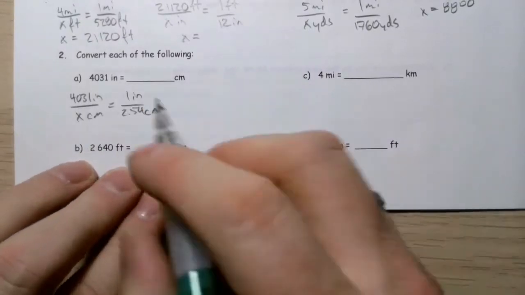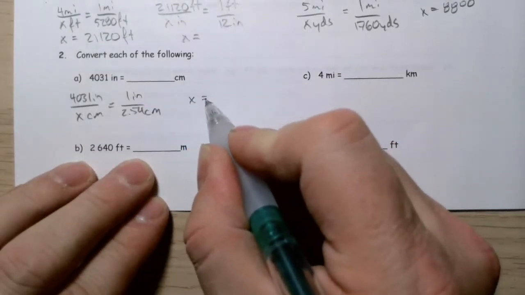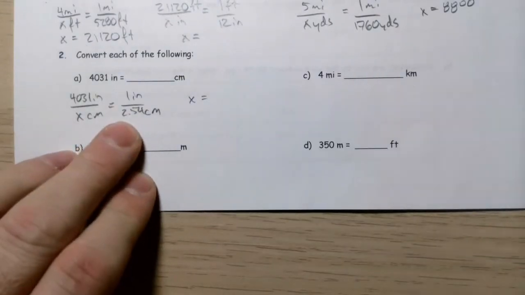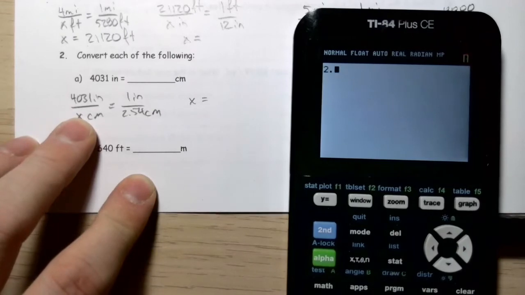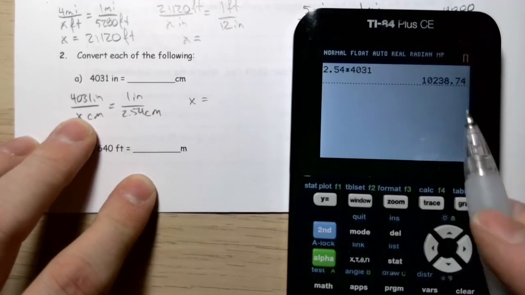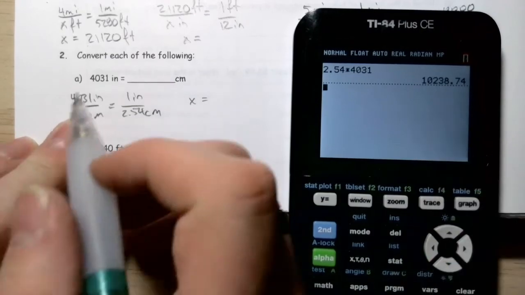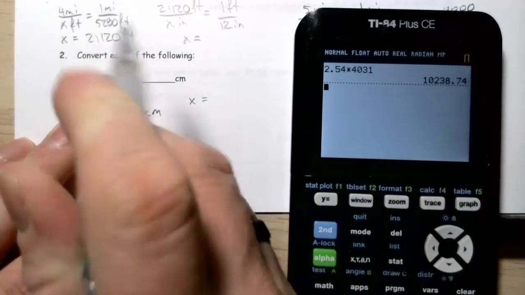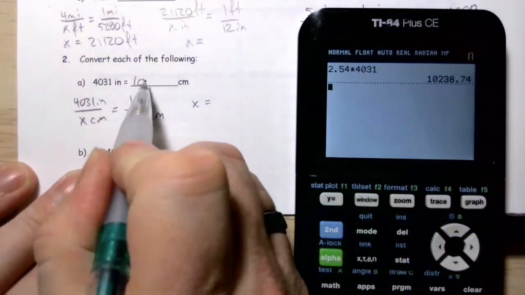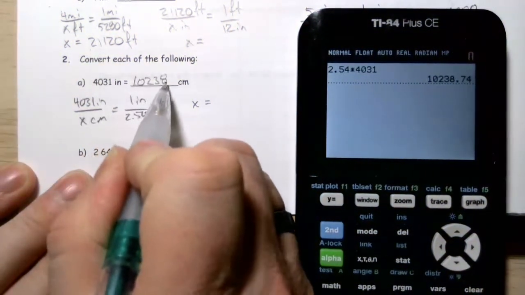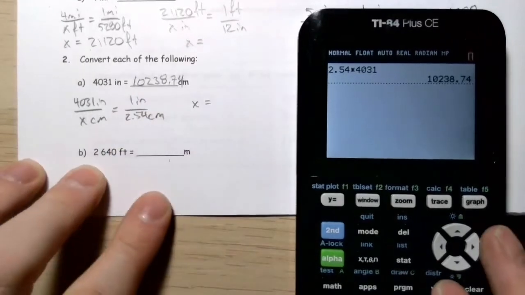So I'm going to cross multiply. X times 1 is just going to be x. And I'm going to get 2.54 multiplied by 4,031. And I get 10,000. Whoops. I don't know why I wrote the 2 there. That was weird. 10,238.74 centimeters.